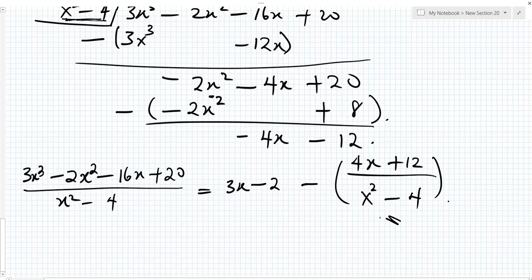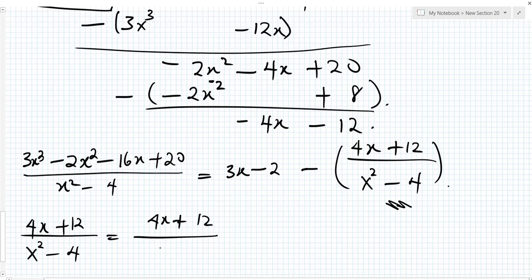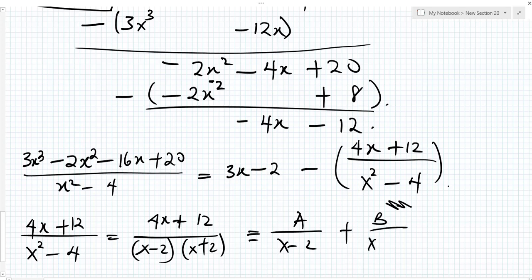Now let's work on this to get the partial fraction of this. So we have 4x plus 12 divided by x squared minus 4, which is the same as 4x plus 12 divided by x minus 2 times x plus 2. So this is equivalent to a all over x minus 2 plus b all over x plus 2.